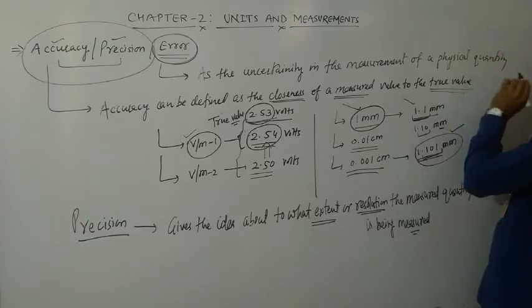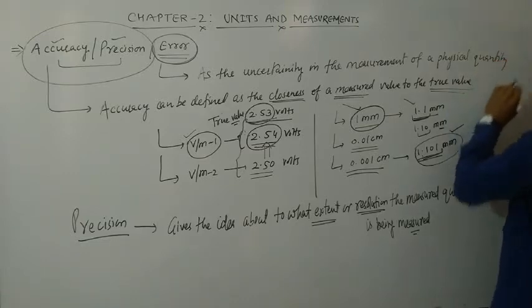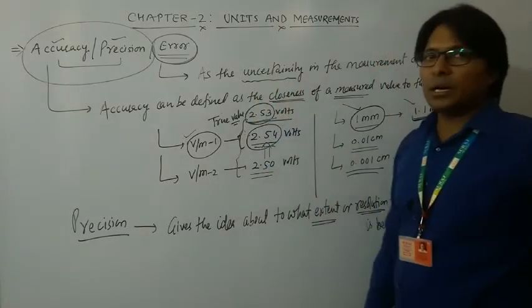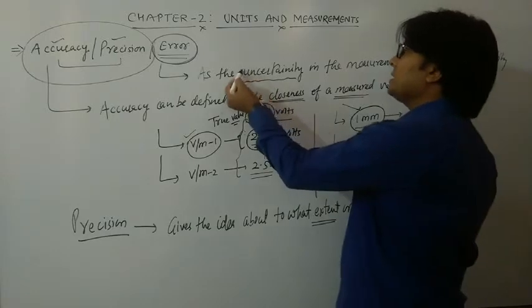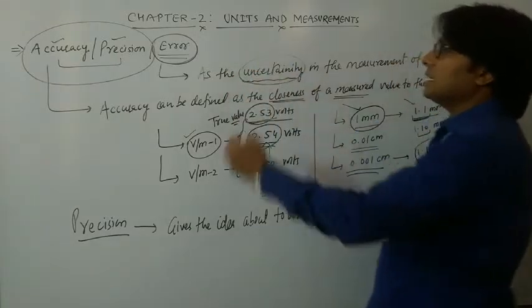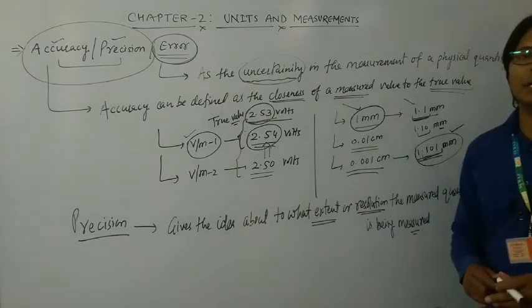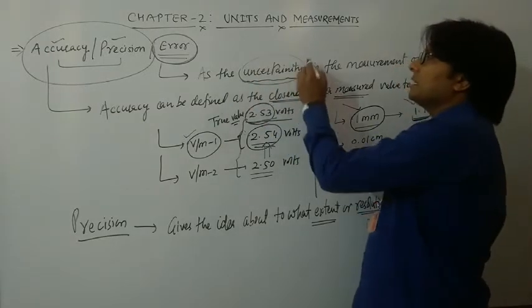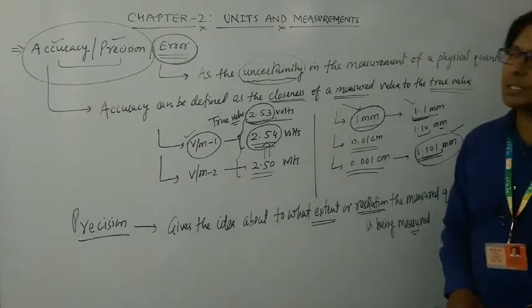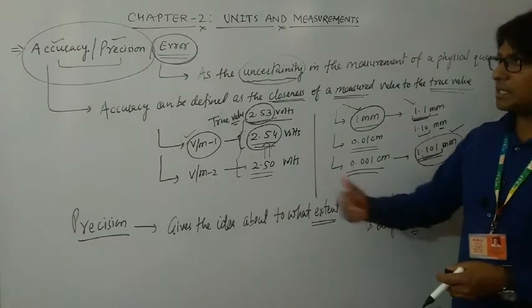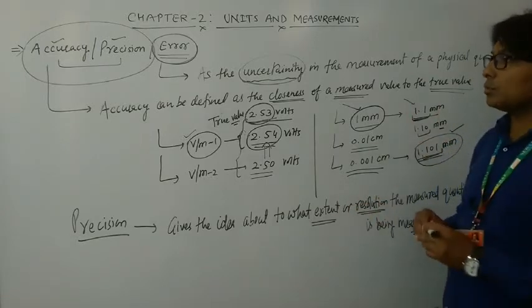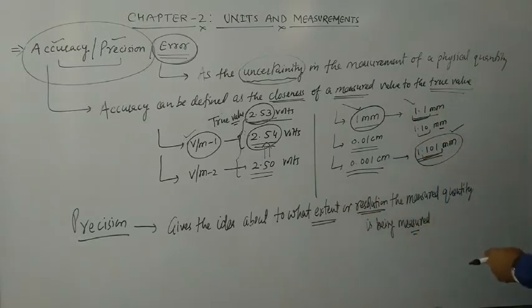So this is the uncertainty in the measurement of any physical quantity. Now the question comes to our mind: why is there this uncertainty in the measurement of a physical quantity, or on what factors does this uncertainty actually depend? We will discuss it in the next topic, that is, what are the sources of error.